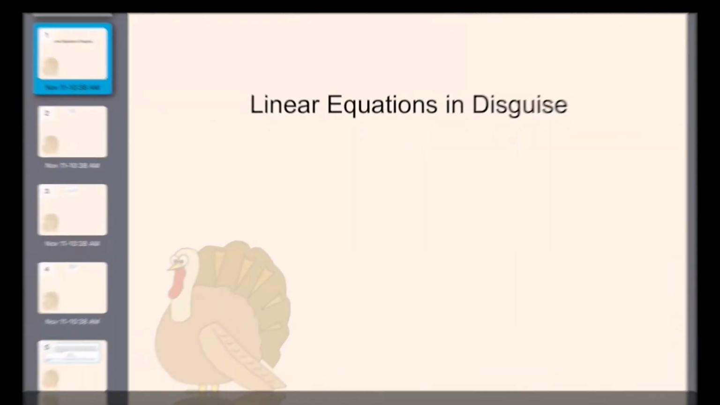Today's video is going to be all about linear equations, but in disguise. Okay, you'll figure out what that means in a minute. I promise you it's not going to be as bad as you think. They may look a little scary at first, but we're going to be able to get through this and you'll be able to solve these like a pro after this video. So, without further ado, let's get to the video.